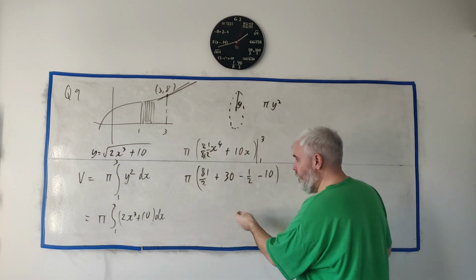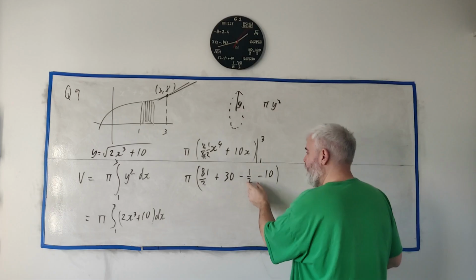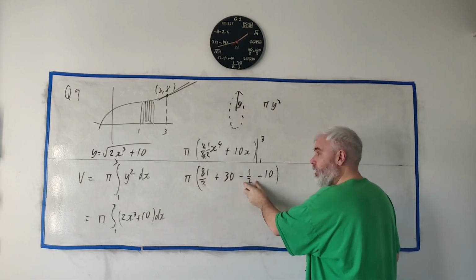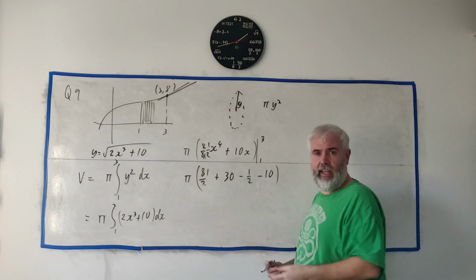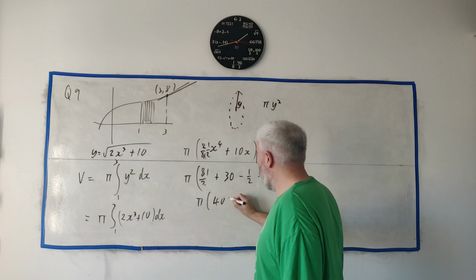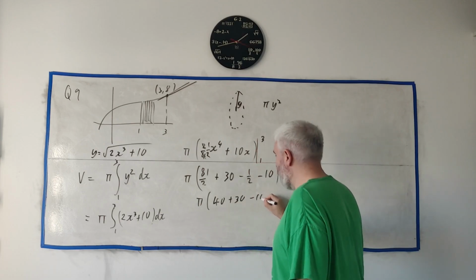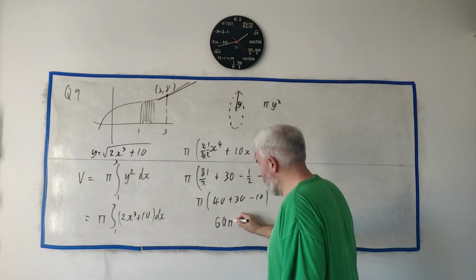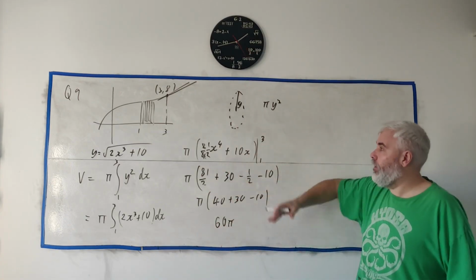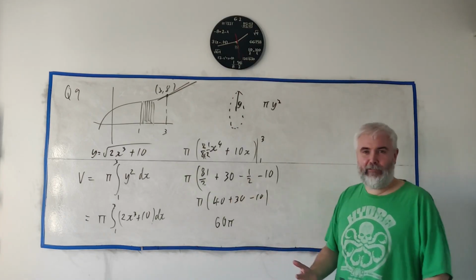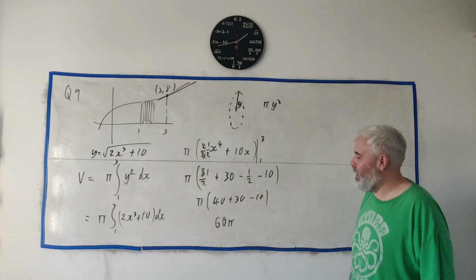You can do this in calculator, of course, but 81 halves minus 1 half is 80 halves. 80 divided by 2 is 40. So this just becomes 40 plus 30 minus 10. That's a 70 minus 10, 60 pi. And that's the answer. That's the volume of that weird shape. I won't try and draw it. I tried that in a different video, which I don't think looked that good.